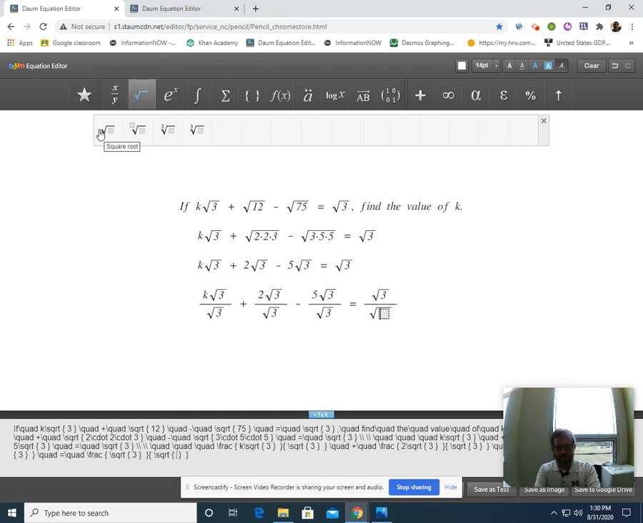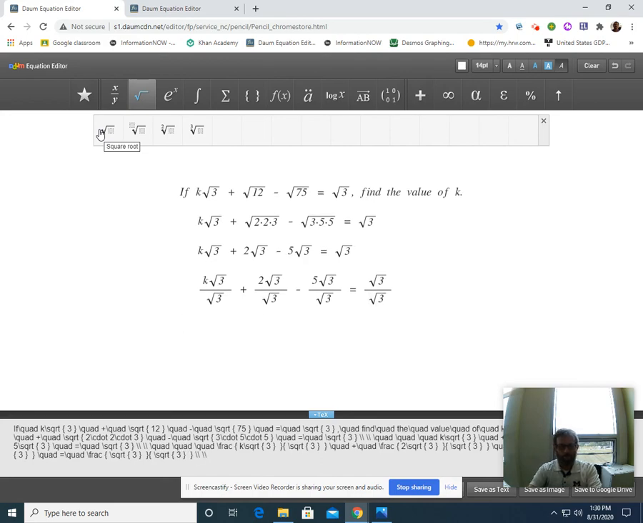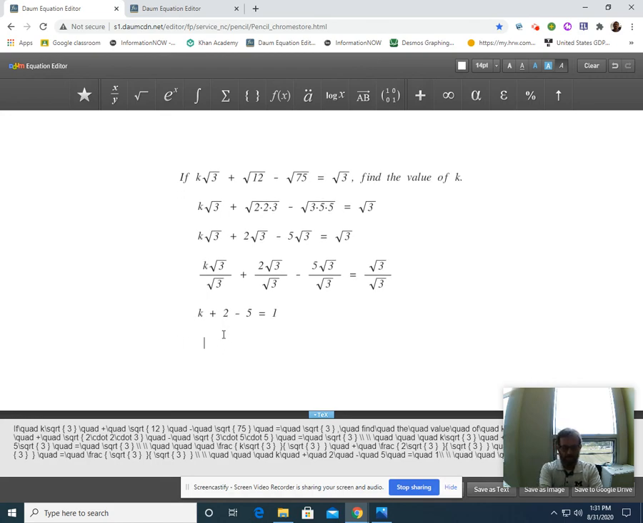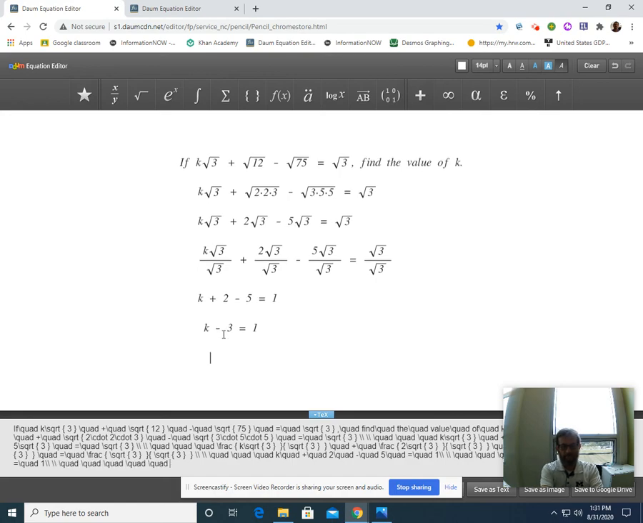When I do that, these root 3s all cancel out. So I'm left with k plus 2 minus 5 equals 1. That's k minus 3 equals 1. Add 3 to both sides. K is 4. And I've solved this problem and found out what k is.